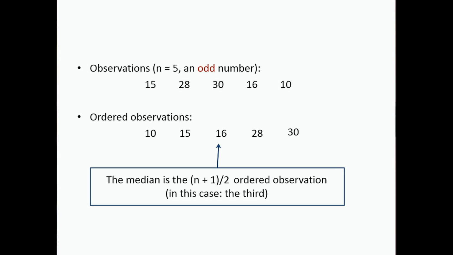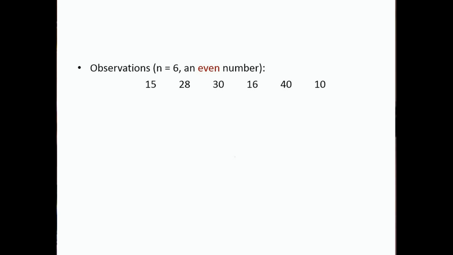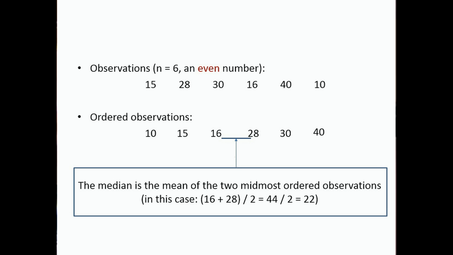The median is the middle of the ranked observations. It's the observation with rank number n plus 1 divided by 2. In this case, we have 5 observations. 6 divided by 2 is 3. So we pick the third observation. In this case, the median is 16. If we have an even number of observations, for example 6, there will be no observation in the middle. Again, we start by ranking the observations. Now the median is defined as the mean of the two midmost ranked observations. In this case, 16 plus 28 equals 44 divided by 2 is 22.